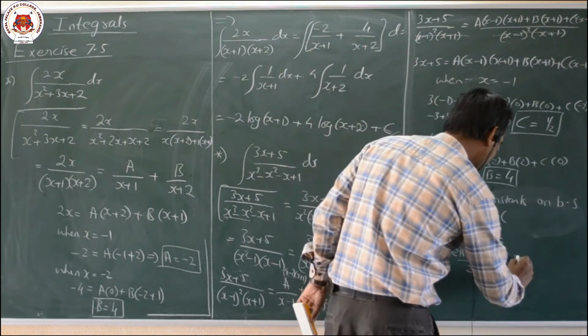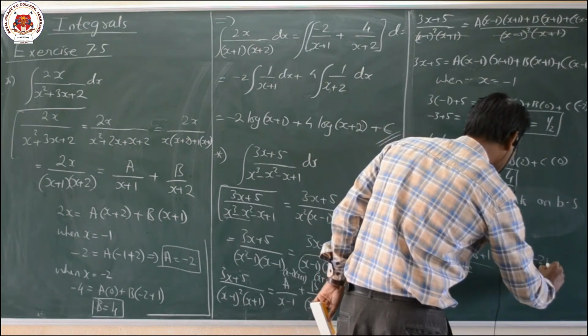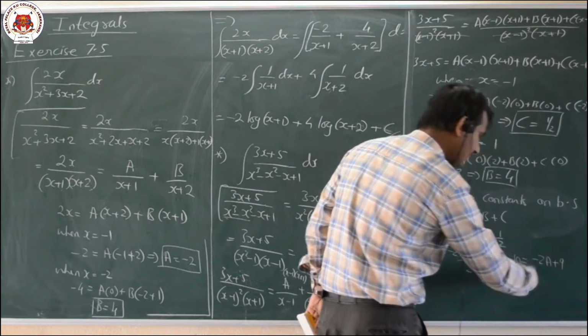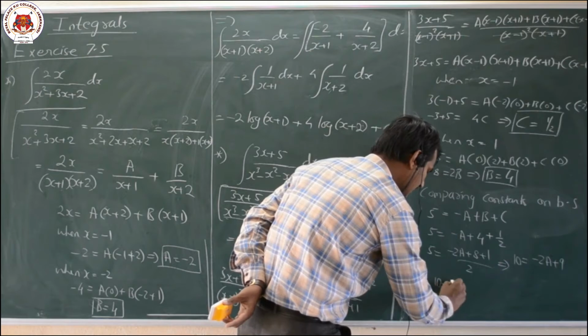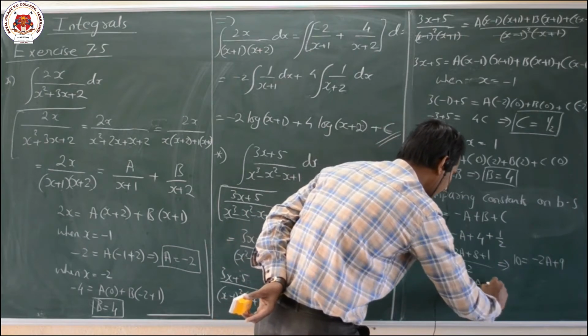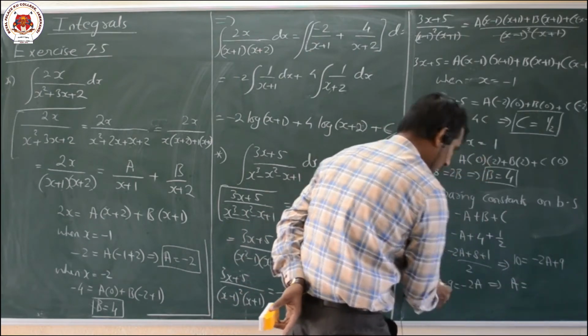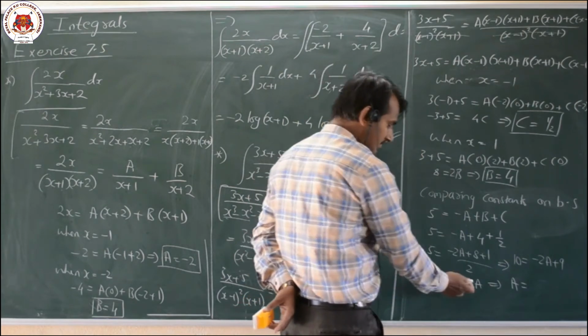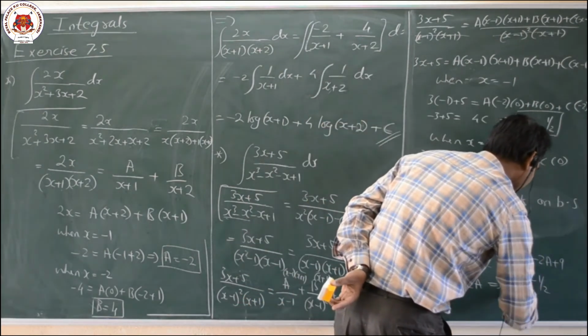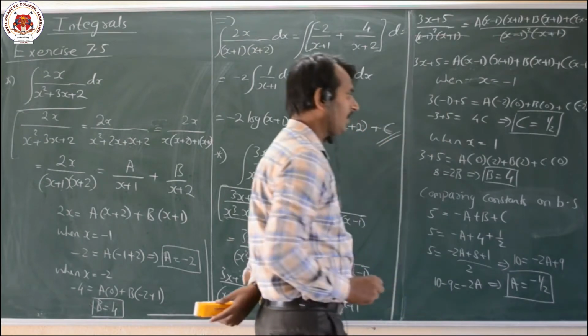So that implies what we get here? That is 10 equals minus 2a plus 9. Take the 9 here. That is 10 minus 9 equals minus 2a. That implies a is equal to... 10 minus 9 means 1. So here minus 1 by 2. That is nothing but the value for a.